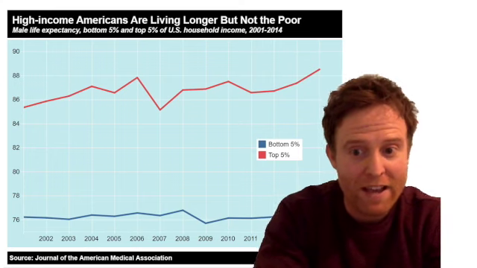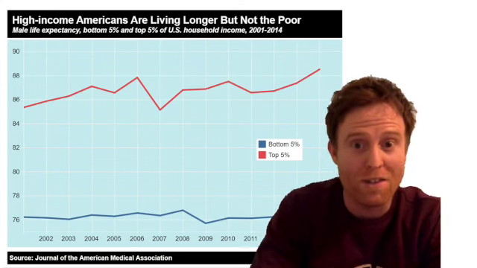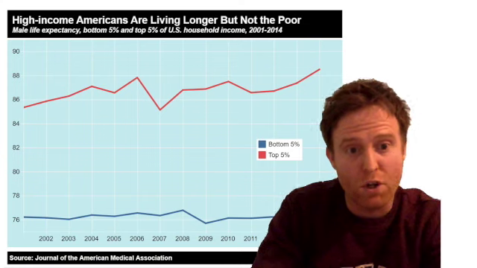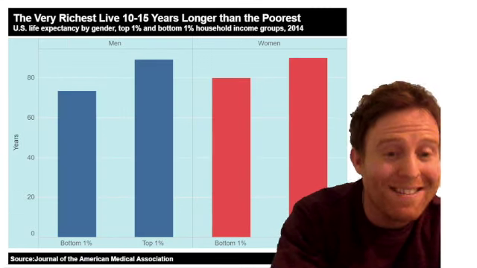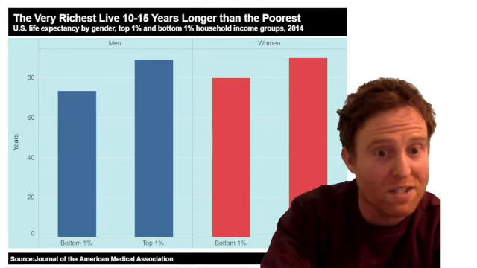If people cannot afford to access the healthcare that's required, then obviously that is going to have an impact on their lifestyle and their ability to live longer. We've also got the factor of the very rich living 10 to 15 years longer. So that tells you a little bit more about this data.